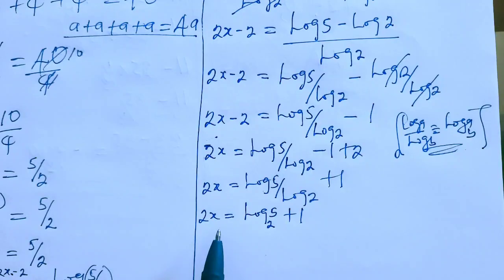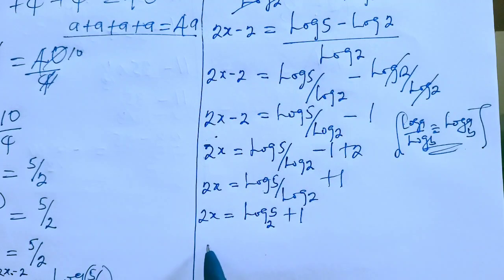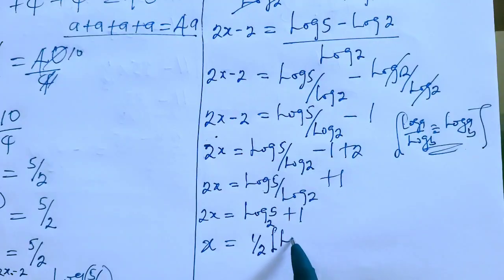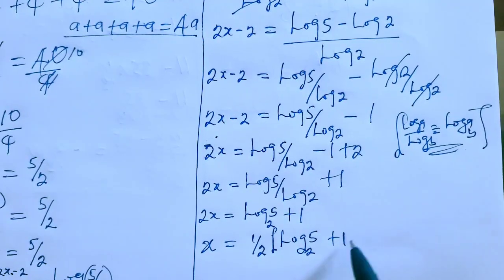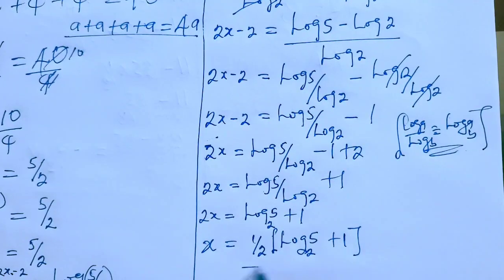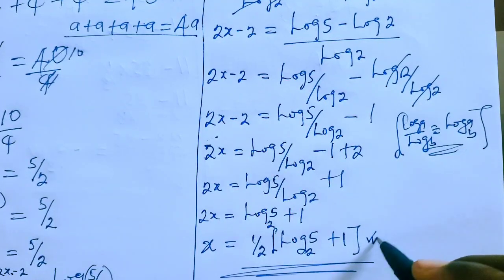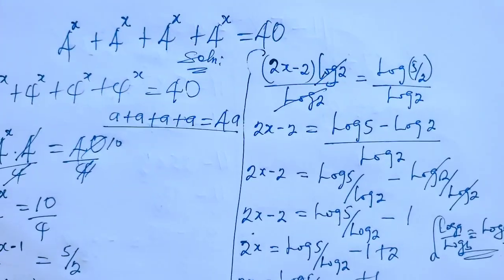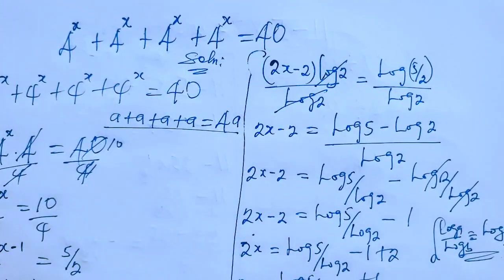And we are looking for the value of x. Then we're going to divide both sides of the equation through by 2, and if you do that, the equation becomes x equals, we divide this all over 2, we are going to have 1 all over 2 into log 5 base 2 plus 1. And this is the value of x that will satisfy this exponential equation right here.